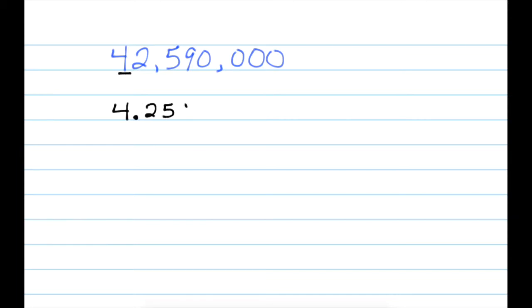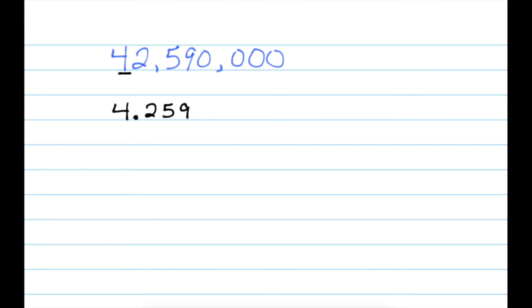Let's write another large number in scientific notation. 42,590,000. Now, when we're done, we want one non-zero digit to the left of the decimal. So we look for the digit that's farthest to the left, which is 4. That's going to be our digit that's to the left of the decimal. Everything else comes after the decimal, but we don't need to write all of the zeros.